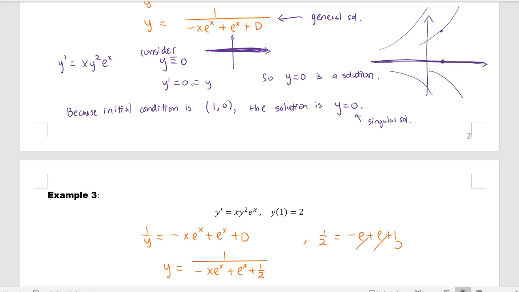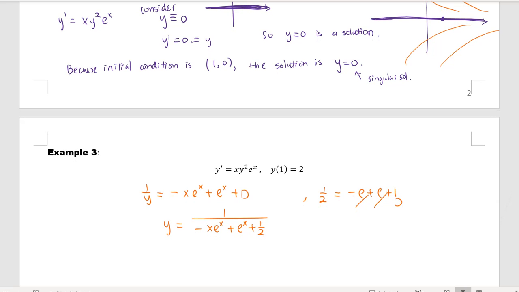Oh, and actually this guy, when x goes to infinity, the denominator is getting bigger. So you kind of know the picture will be, let's see, something like this. Okay. All right. Let's continue.